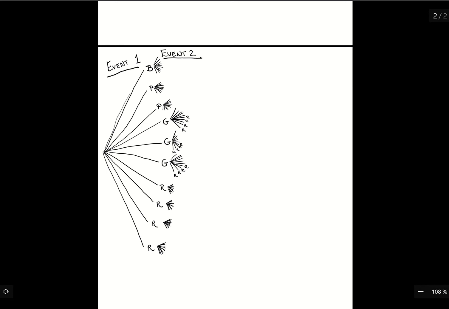Then when we move to event B of choosing a second jelly bean, these 10 options open up for each of those first 10 options. So if we went down this first path of choosing a blue jelly bean, then for our second event, there are these 10 options.